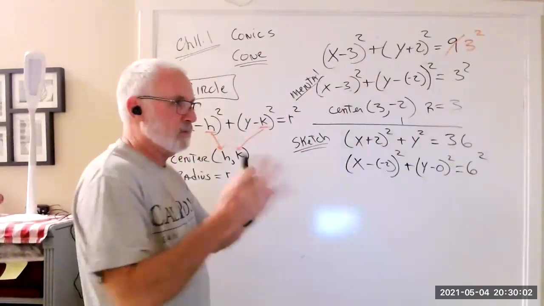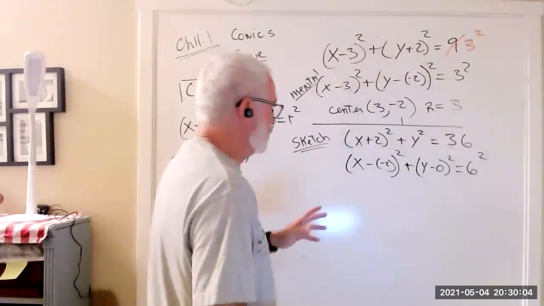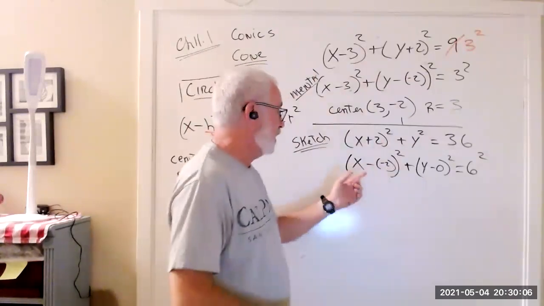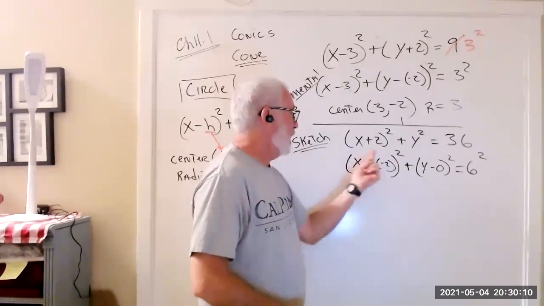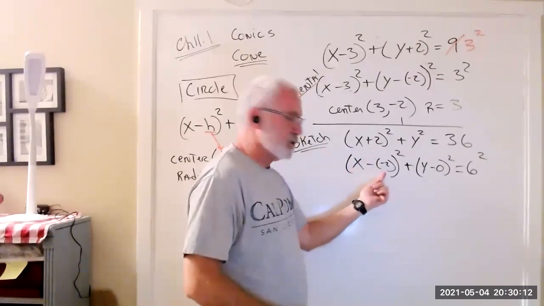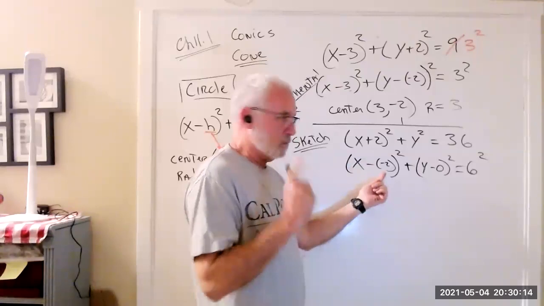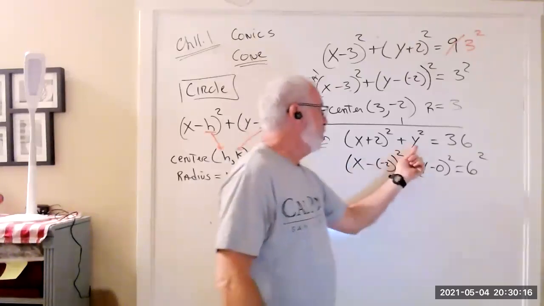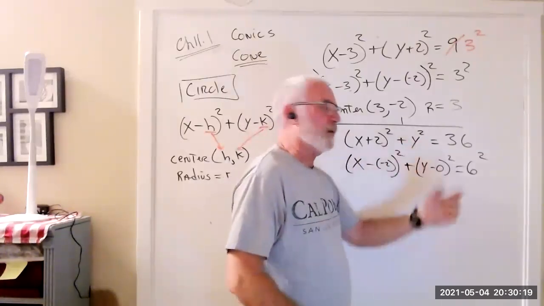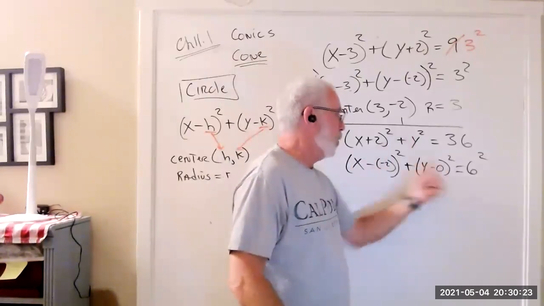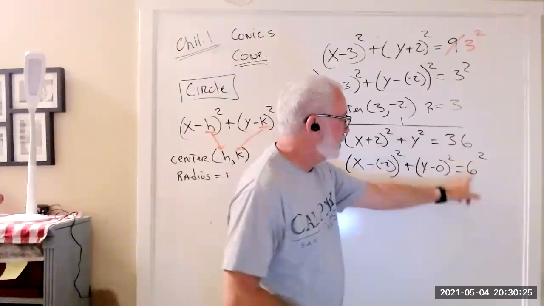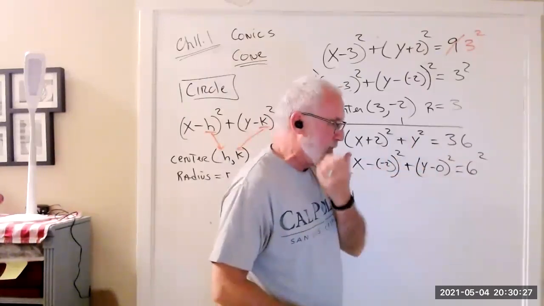Okay, so there's a couple tricks I wanted to make sure you saw. We'll finish this off in a minute. So you had to take x plus 2 and change it to x minus a minus 2. That's number 1. When you have y squared, you have to see that there's an invisible minus 0 there, y minus 0 quantity squared. And 36 became 6 squared.